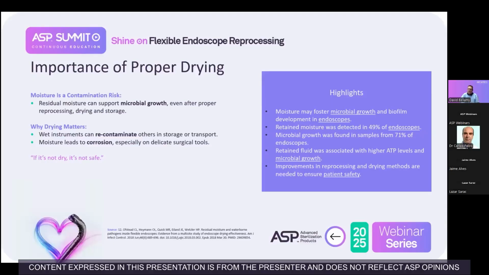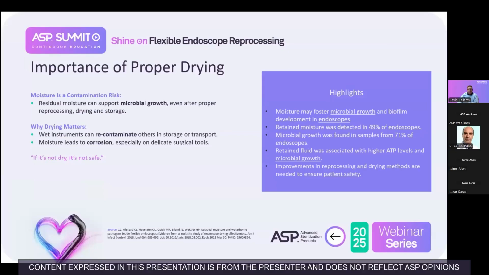Many studies have demonstrated that moisture left inside channels and on surfaces can support microbial growth, even after high-level disinfection or sterilisation. This includes bacteria like Pseudomonas, which can persist in damp conditions very nicely. ST91 specifically cites residual moisture as a contributor to recontamination and failure of microbial surveillance programs. Proper drying prevents cross-contamination during transport and storage. If one device remains wet, it can contaminate the surrounding scopes, the drying cabinet, or even the hands and gloves of the staff handling these scopes. In addition to infection control, moisture promotes corrosion, especially in fine channels or delicate metals used in endoscopes.